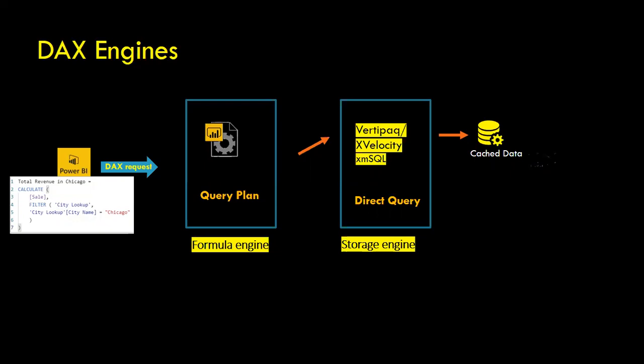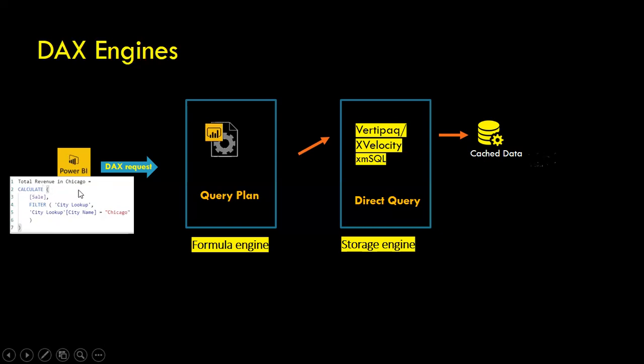These two engines, the formula engine and the storage engine, work together to compress and encode the raw data and access the DAX queries. But first of all, what is the role of the formula engine? In Power BI, you will be writing a DAX formula like this. Using the CALCULATE function, you have written a DAX formula and created a measure. The measure name is total revenue in Chicago.